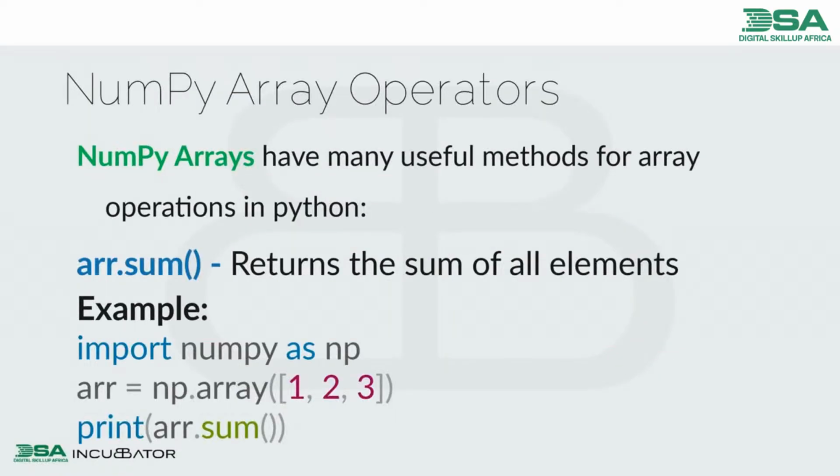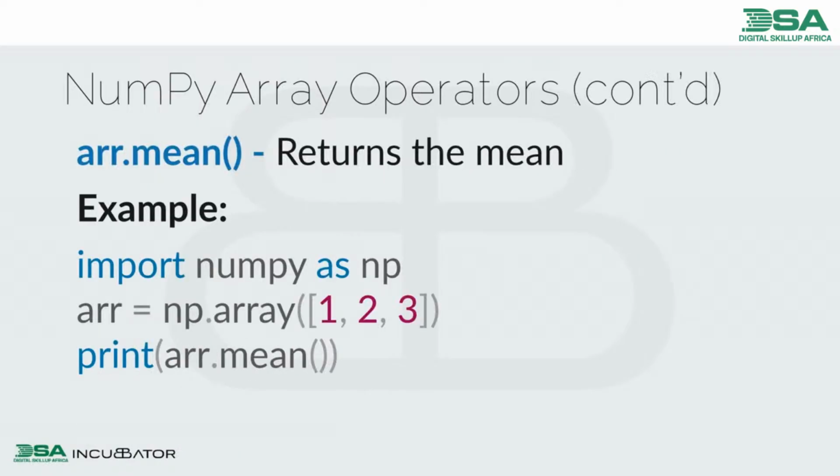Then we looked at other NumPy operators like array.sum. When you say it returns the sum of all elements, if you remember, when you say print array.sum, it does what? It adds 1 plus 2 plus 3, which will give us what? 6. All right.